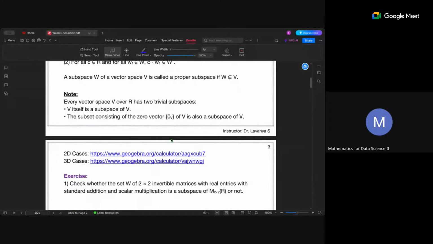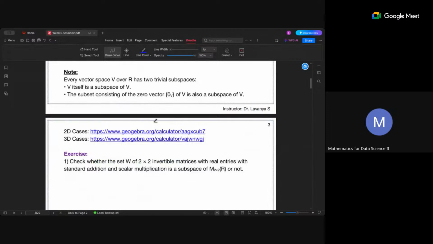So here is the GeoGebra visualization for the 2D and 3D cases. Those who want can just check it out.